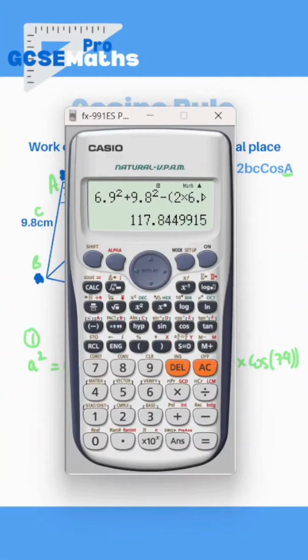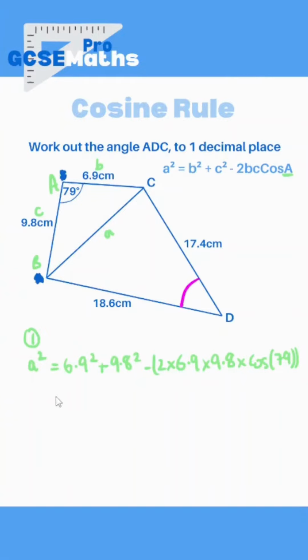As you can see, I get a number that's quite large for a side. That's because we found a squared. So I also need to remember to square root my answer. So the side that they both share is 10.85.